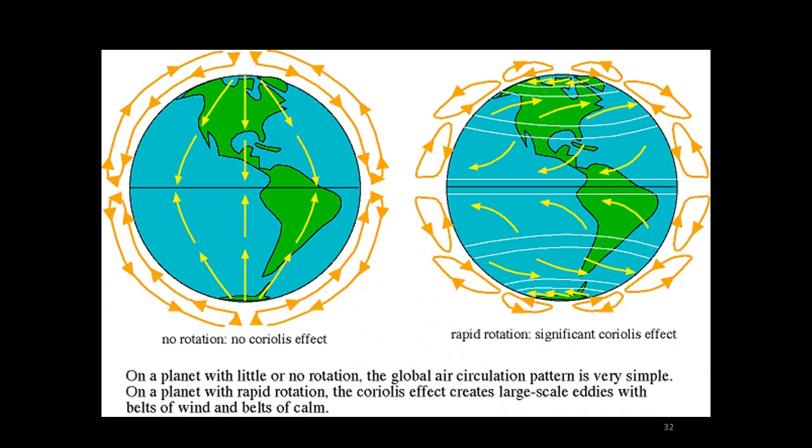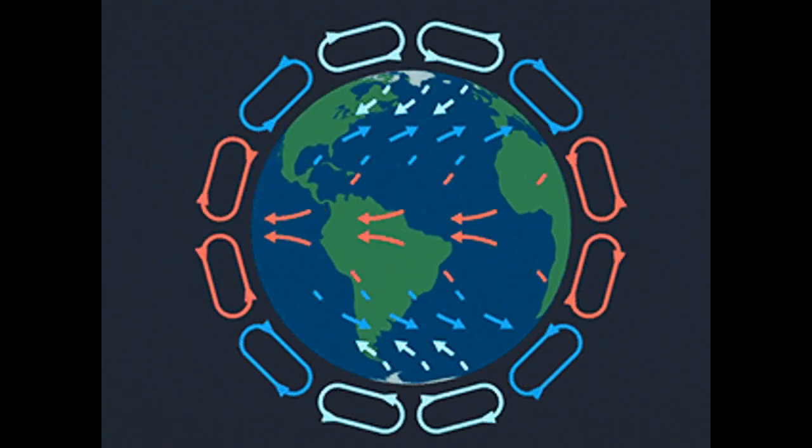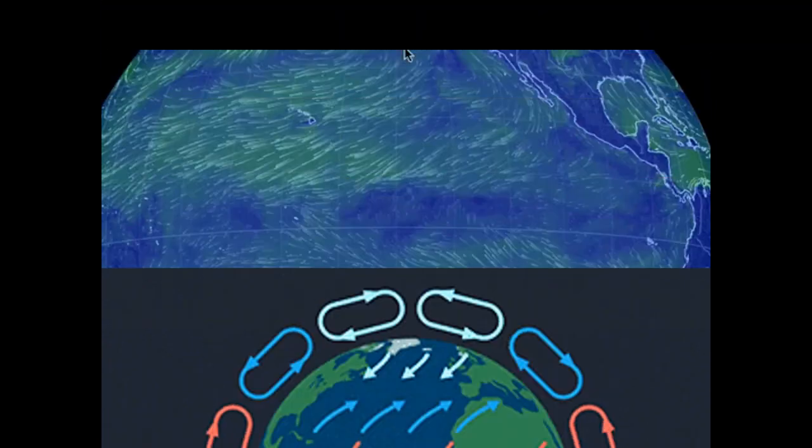Alright, so in a Coriolis effect, if there is no rotation, it's basically a simple circulation pattern. But with the Coriolis effect, that is due to the rotation of the Earth, it creates large-scale eddies with belts of wind and belts of calm. So these are eddies right here. Those are due to the rotation of the Earth, the Coriolis effect happens. All right. So this is the Coriolis effect.